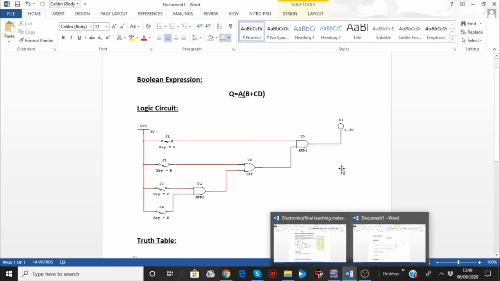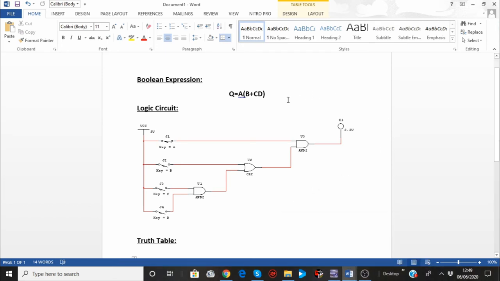Now, if we consider a Boolean expression, this is called a Boolean expression of a logic circuit. The output is written as Q equals A. The way you read these Boolean expressions, it's not like A times B plus C times D in brackets. You don't read it that way. There is no times, there is no plus.